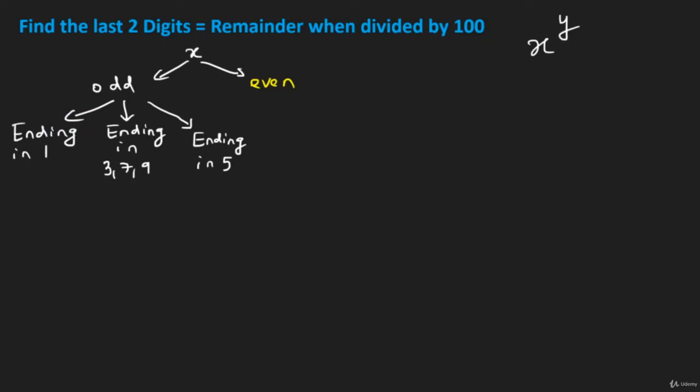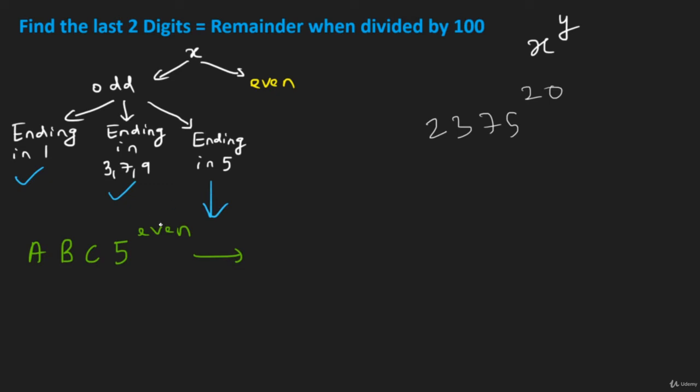So far we have covered these two cases where x is ending in 1 and where x is ending in 3, 7 or 9. Alright, now let's see this case where x is ending in 5. Say you have a number ABC5, and if it's raised to an even power, so this could be any number, for example 2375 raised to 20 or 22, any even power, this type of a number always will end in 25. So your last two digits will be 25.